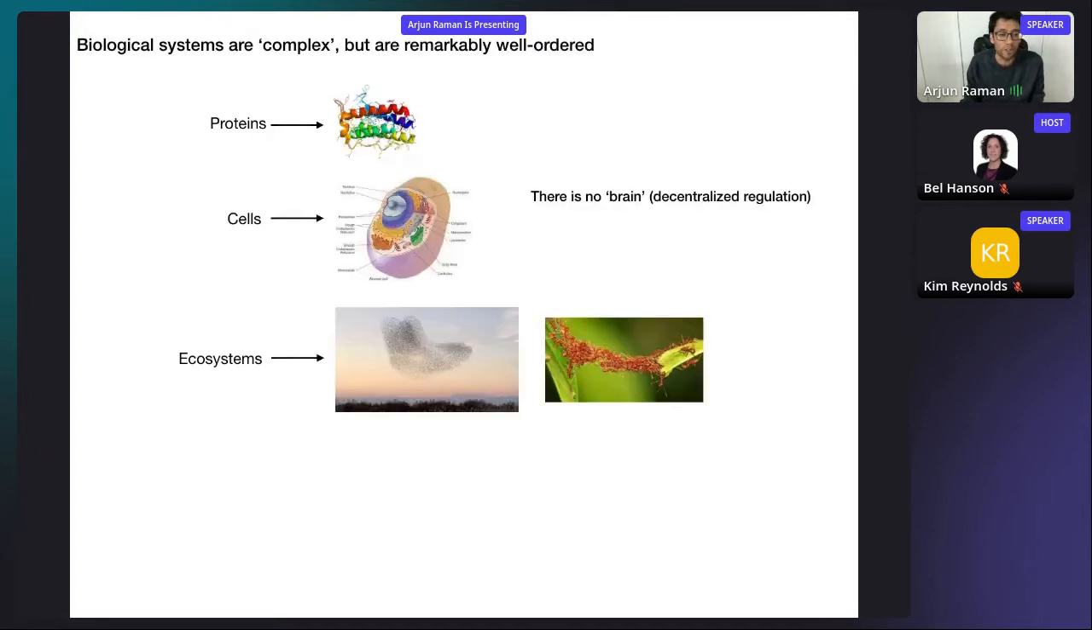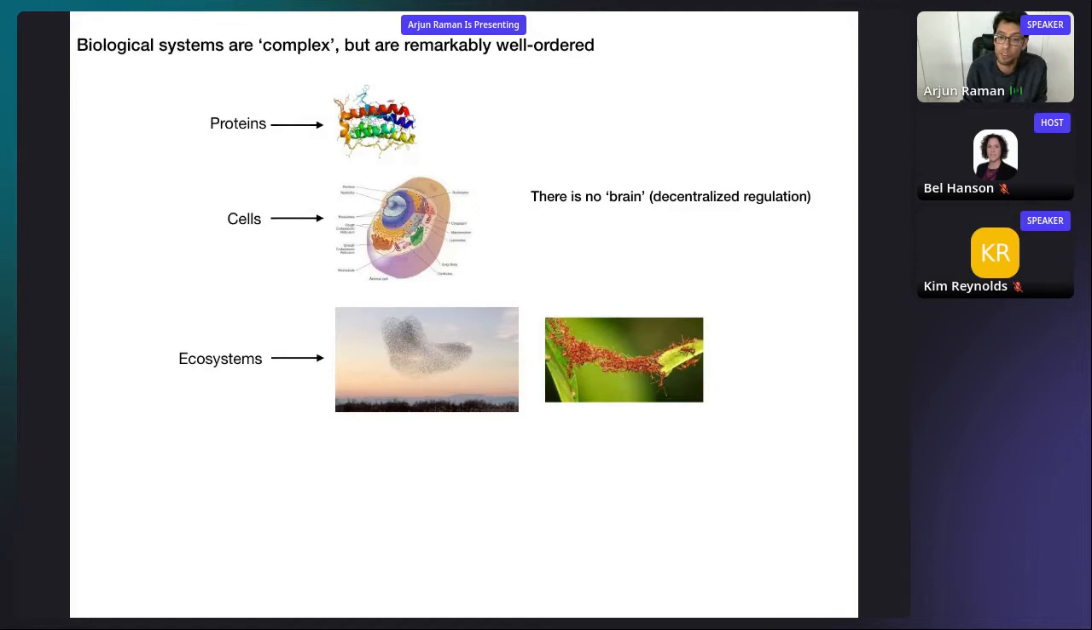But what's also worth noting is that though these systems are remarkably complex, they're also really well ordered. Proteins adopt a very specific fold and execute precise functions. Cells have compartmentalized organelles that are able to perform very specific functions. Ecosystems, though we don't have the same sort of descriptors like fold and function or compartmentalization at the scale of ecosystems, you can visually see how there's collective behavior that emerges from this high entropy of parts.